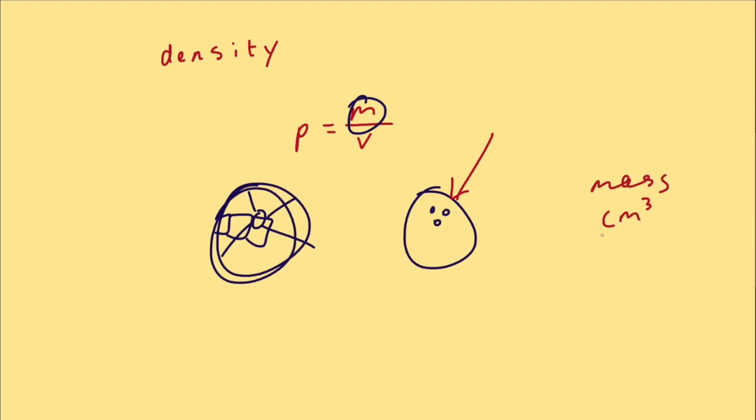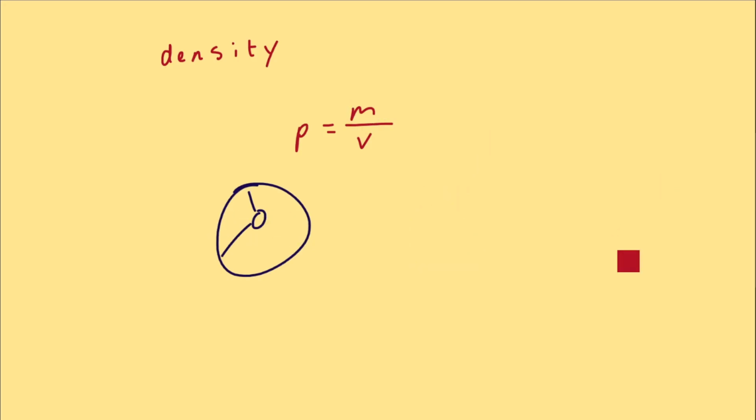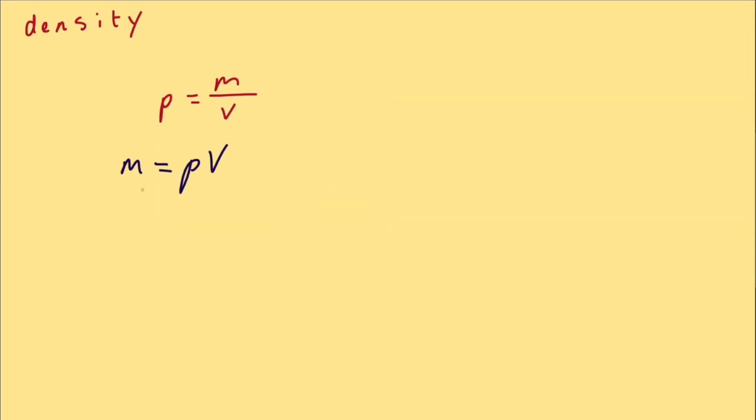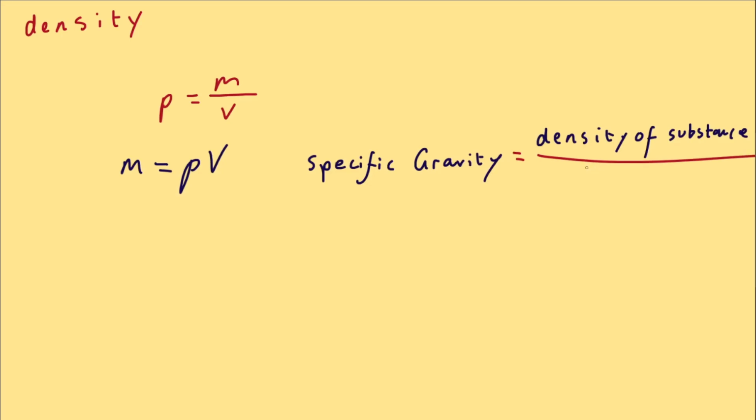There's a variation of this formula, and it's pretty useful. It's mass equals density times volume. And here's one last concept. It's very useful when you look at how things float later on. And it's called specific gravity. Specific gravity is equal to the density of your substance divided by the density of water.